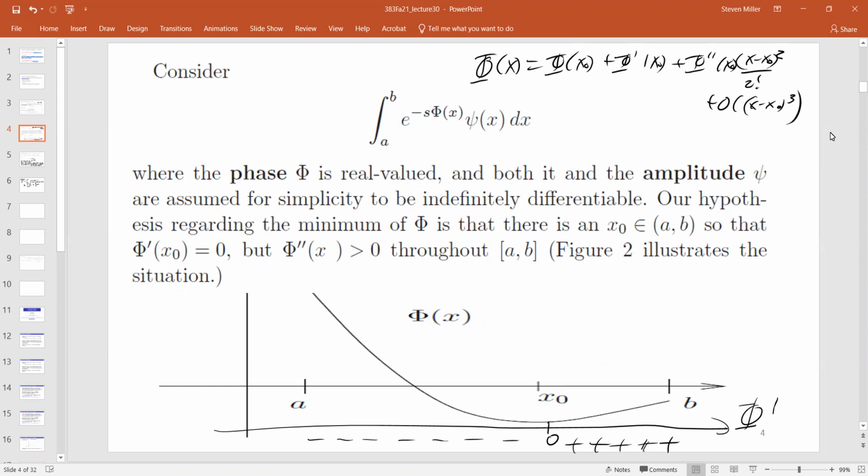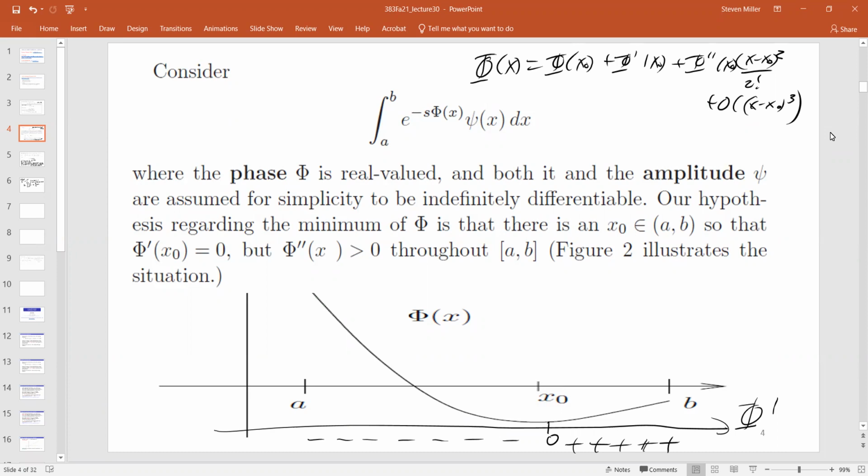So what this is telling me is if I move 1 over square root of s away from x naught, then when I square that, that's of size 1 over s. When I hit that with s, there's essentially no change. It's just like a constant shift. So it would be like decreasing my magnitude by a fixed constant factor.